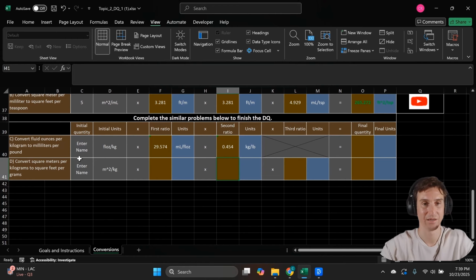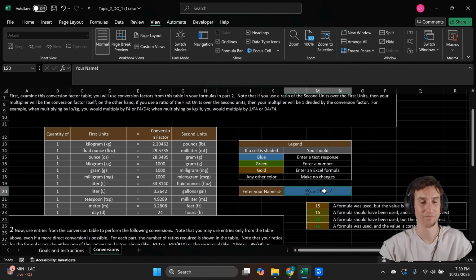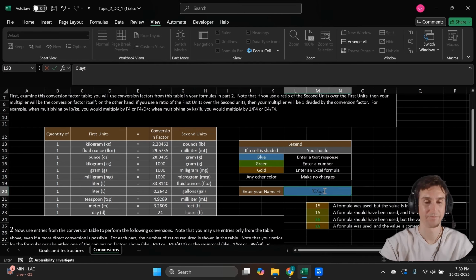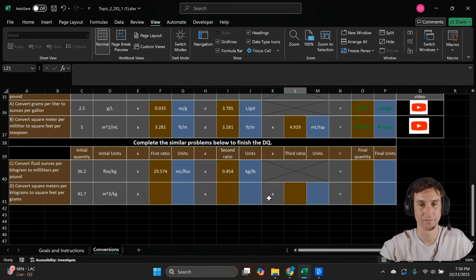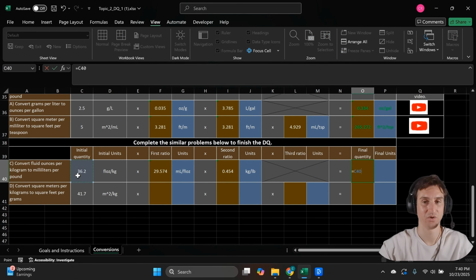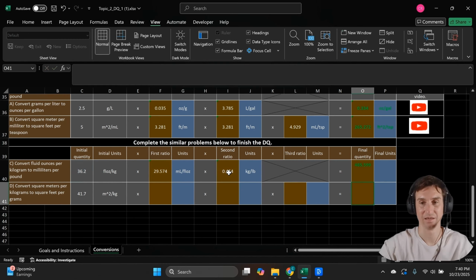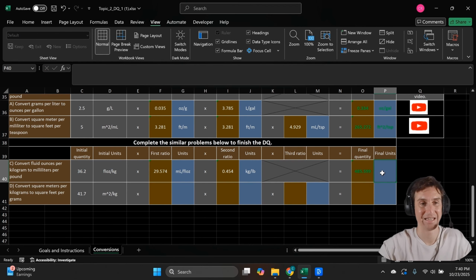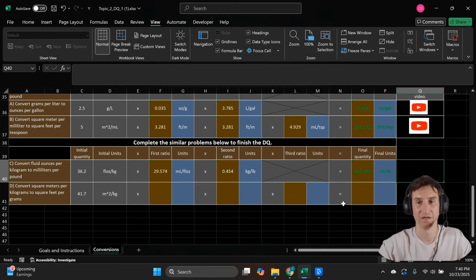Oops, looks like I forgot my name. Let's type in my name, or else it won't give us our values. Equals initial quantity times first ratio times second ratio. And now it marks it correct. Perfect. The ending units that we want here are milliliters per pound. Awesome. You can see both these two things are marked correctly.